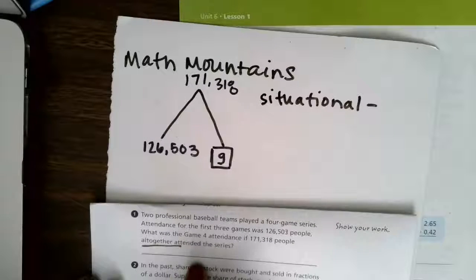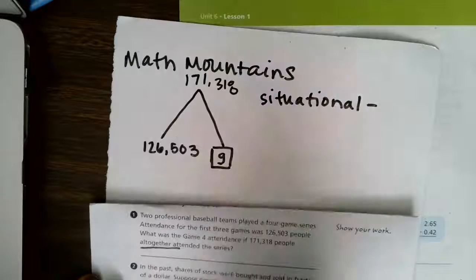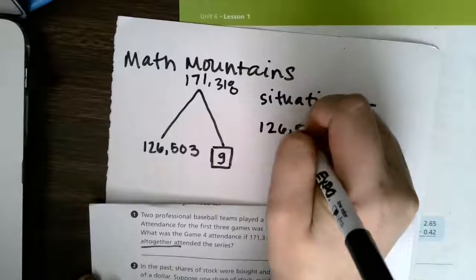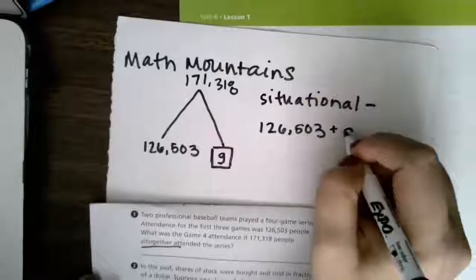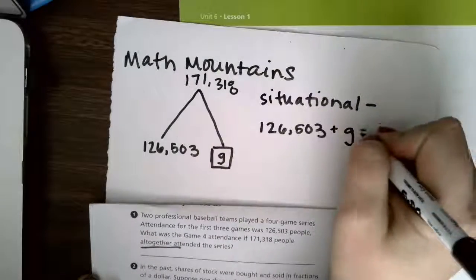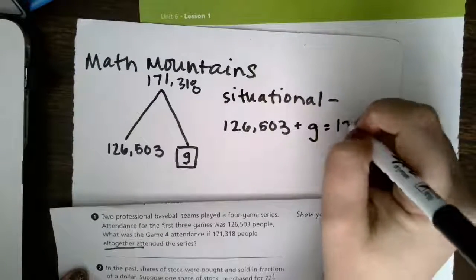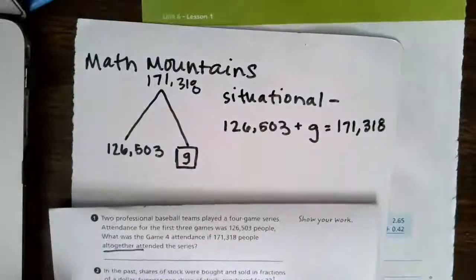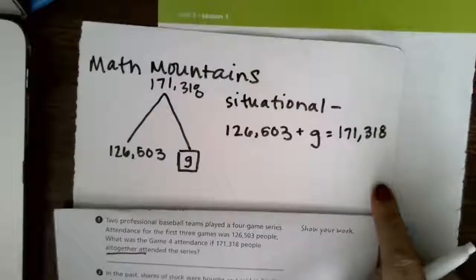So for example, in this one, I would start with attendance for the first 3 games was 126,503. We're looking to find game 4 attendance. And we know that if we added these together, they would equal 171,318. That is a situational equation and can be used to find our total.